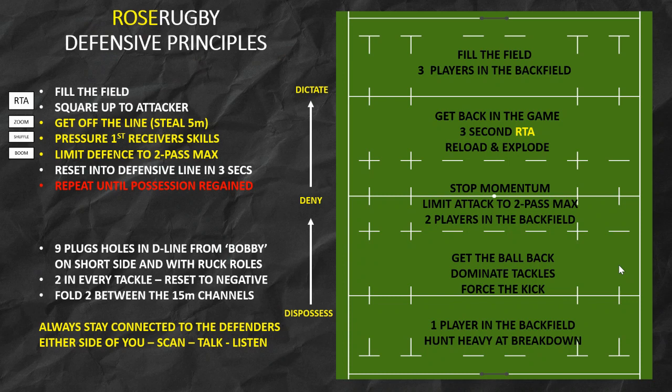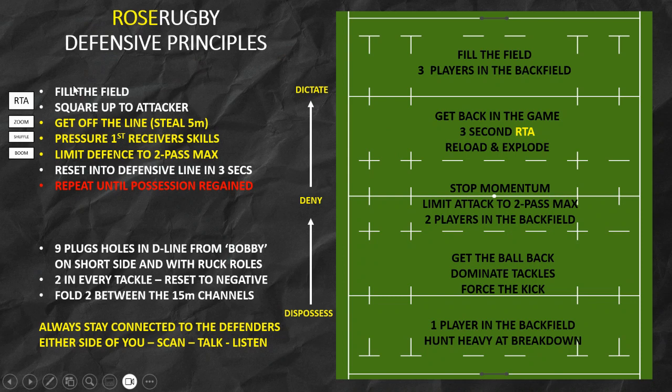So our Rose Rugby principles as a group. We're getting to the more team-based stuff. Fill the field, square up to the attacker, get off the line. Steal five, that's our reload, explode. Pressure first receiver skills, limit the defense to two passes max. Reset into the defensive line within 3 seconds, then repeat and rinse until we get that ball back.